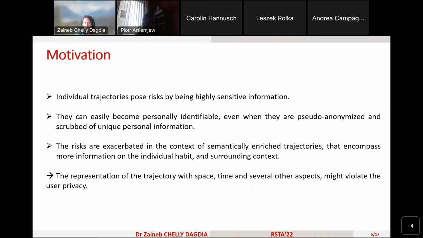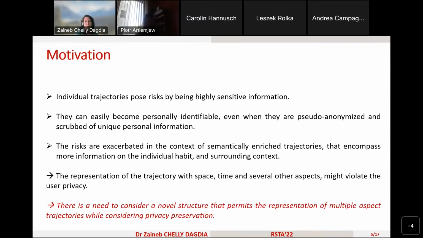It is evident and obvious that these individual semantic trajectories pose several privacy issues because they highlight several sensitive pieces of information. We can know the surrounding environment of the person, we can know their habits, we can know what they are doing at a specific time and place, and this, of course, violates the user's privacy. So we believe that there is a need for another structure that permits the representation of multiple aspect trajectories while considering privacy preservation.